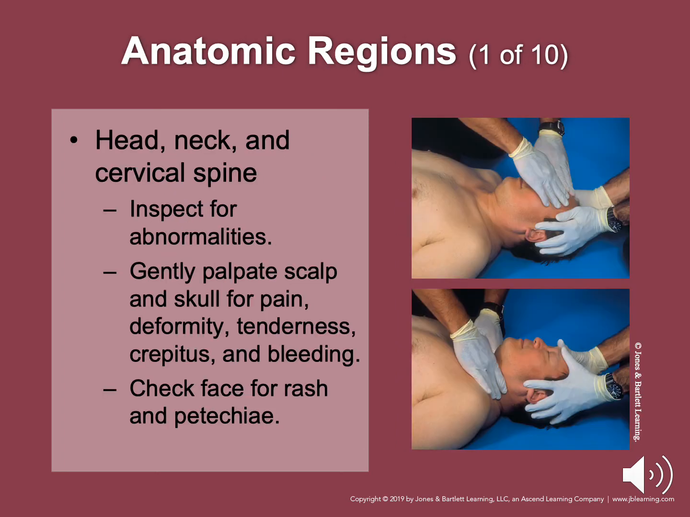Chest: visualize, inspect, and palpate over the chest areas for injury or signs of trauma. Intercostal retraction indicates impaired flow of air into and out of the lungs. Paradoxical motion is associated with fractured ribs. And auscultate breath sounds.